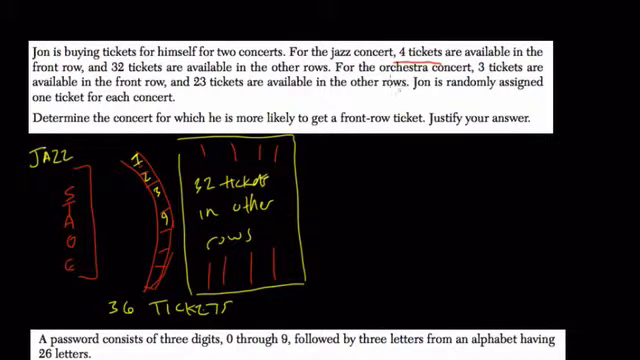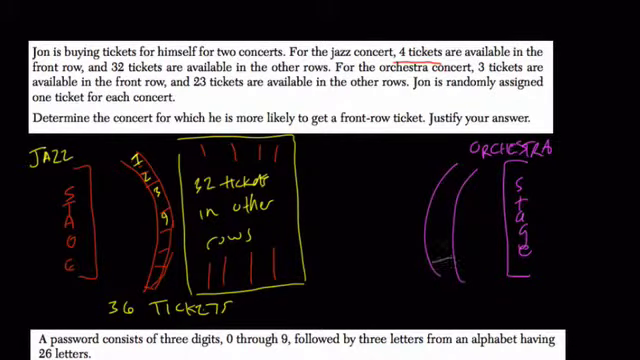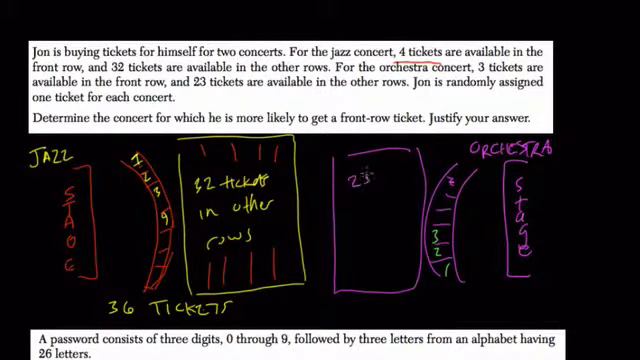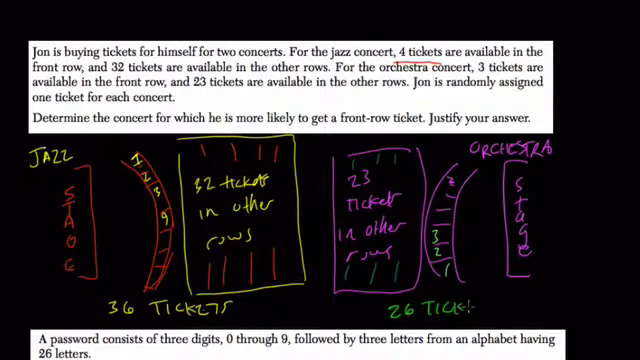All right. In the orchestra concert, so orchestra is over here. This is the orchestra stage. Let's say a different concert. Okay. 3 tickets are available in the front row. So you have this row right here, and there's the seats, right? And there are 1, 2, 3 seats available. And 23 tickets in the other rows. And bear with me here because really, I think when you're solving these problems, it's important to picture what's going on. So here there are 26 tickets in total.